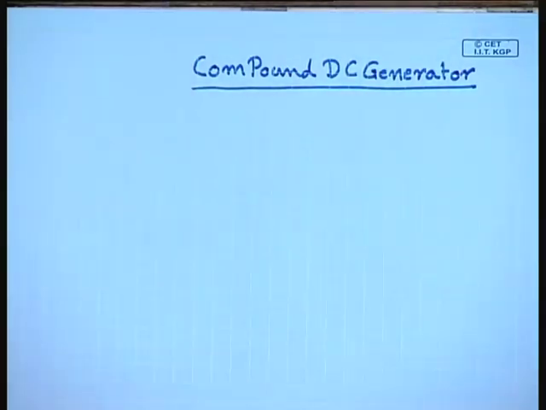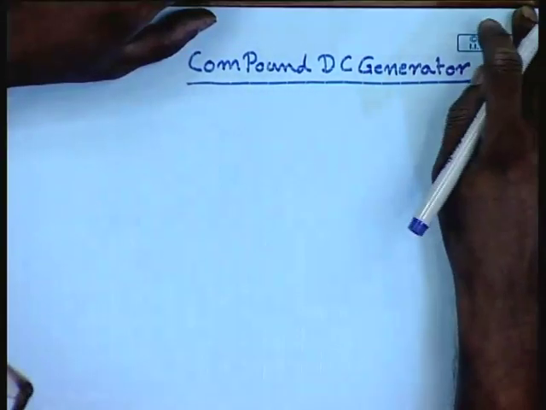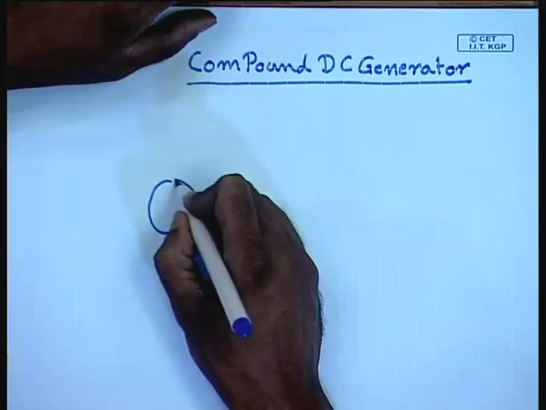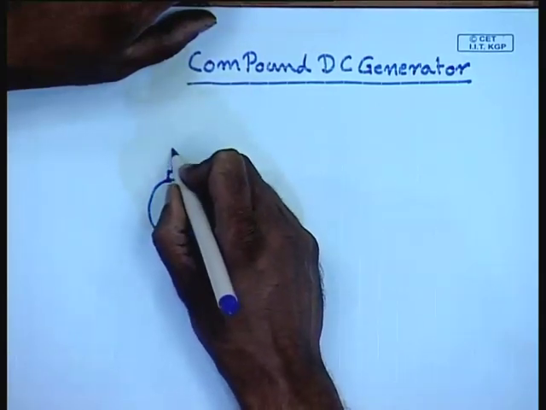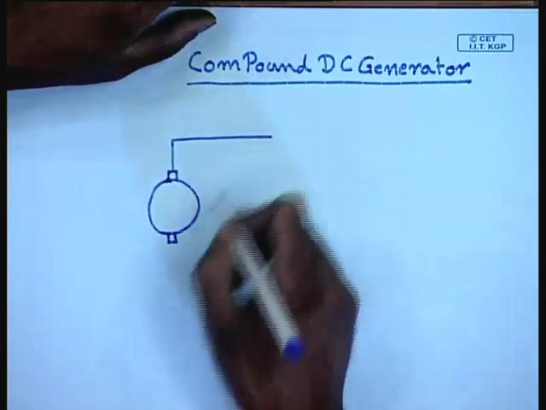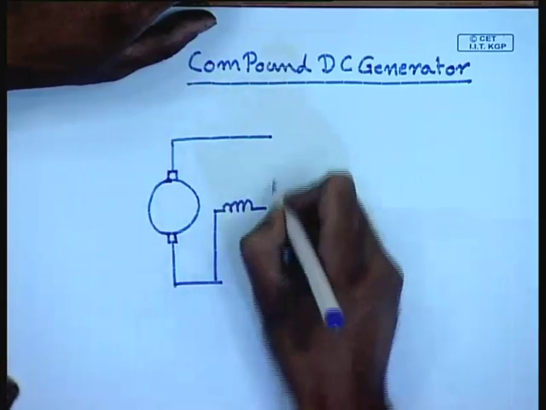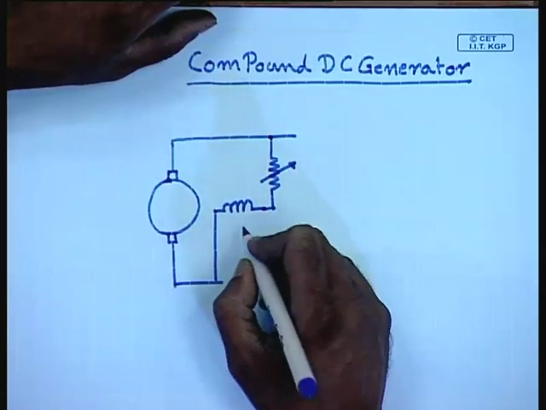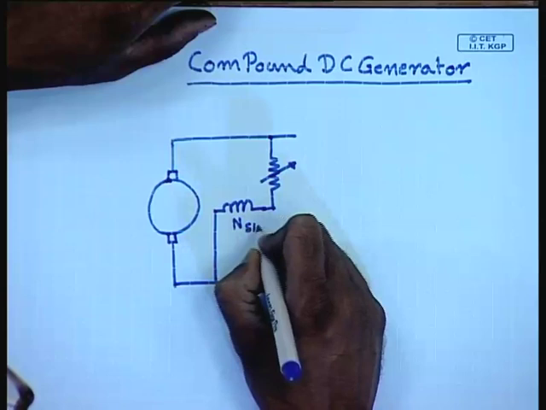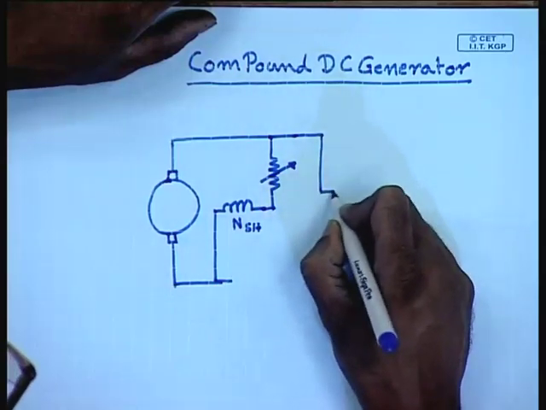As the name suggests, a compound DC generator contains two field windings. One is excited in a shunt manner, this is called the shunt field with number of turns NSH, as well as a series field.